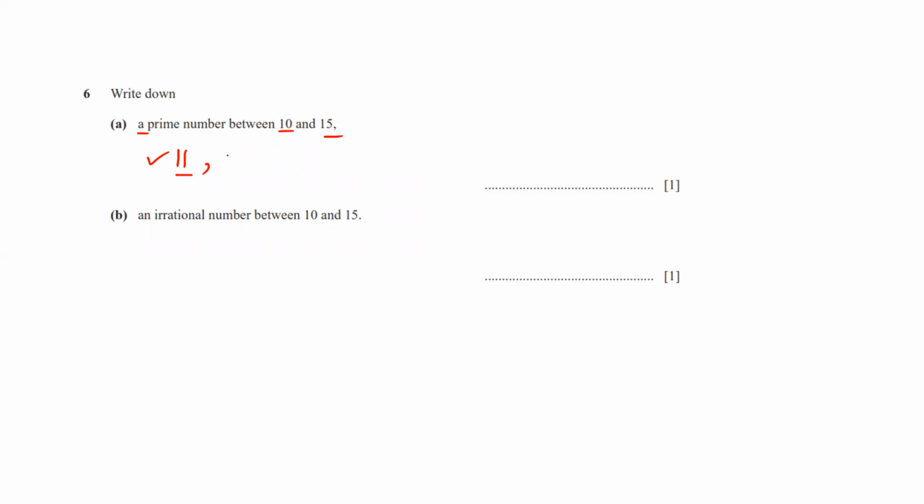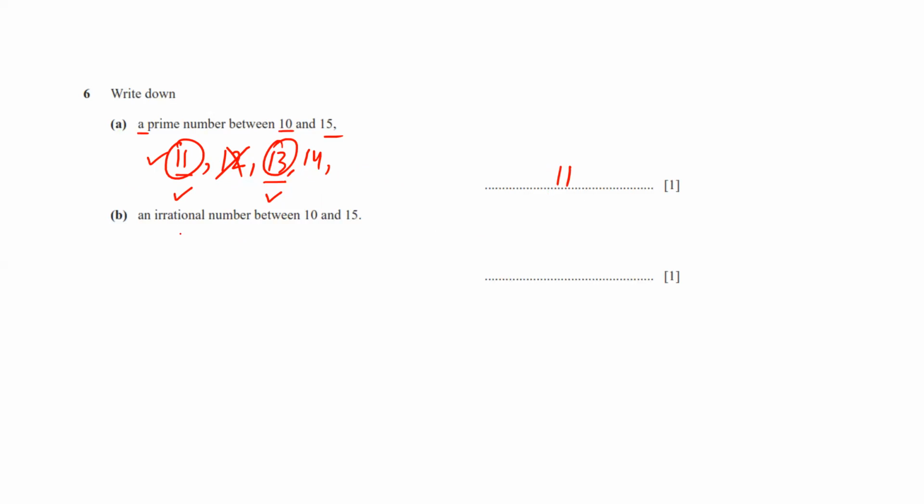12, no, there are other factors of 12, including 2, 3, 4, 6. Similarly, 13, yes, certainly 13 is another prime number. 14 is divisible by 2, 7, 1, and 14 itself, so there are multiple factors. So the only numbers that qualify are 11 and 13, and you can use any of these values. So I'll just write 11.